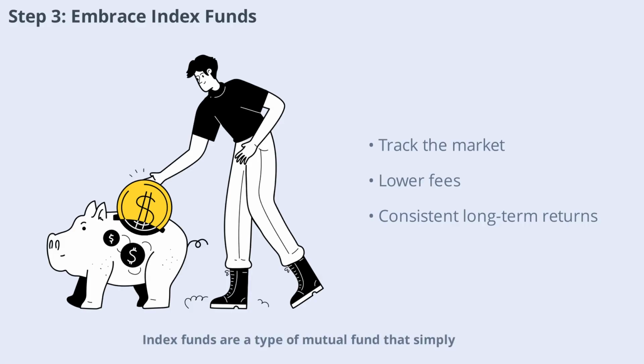Index funds are a type of mutual fund that simply aim to match the performance of a specific market index like the S&P 500. They don't try to beat the market, they just track it. The beauty of index funds is their simplicity and low cost. Because they require less management, fees are much lower, and they tend to outperform most actively managed funds over time. If you want to capture the market's return without unnecessary risk or expense, index funds are often your best bet.